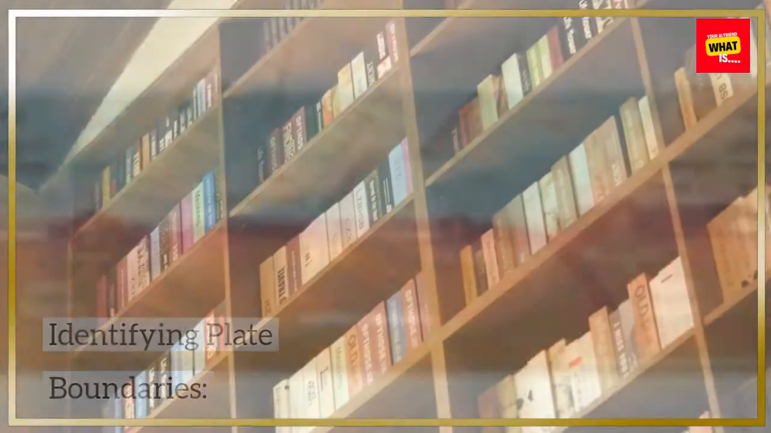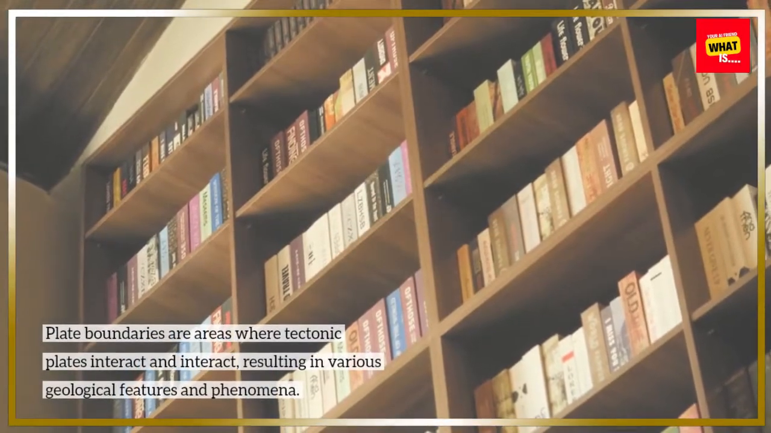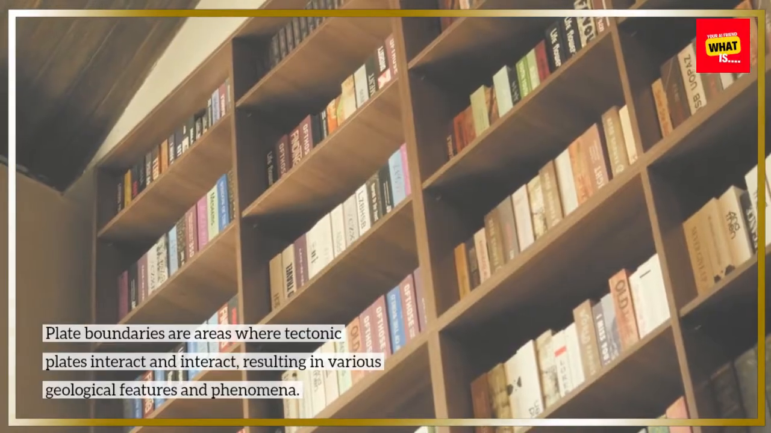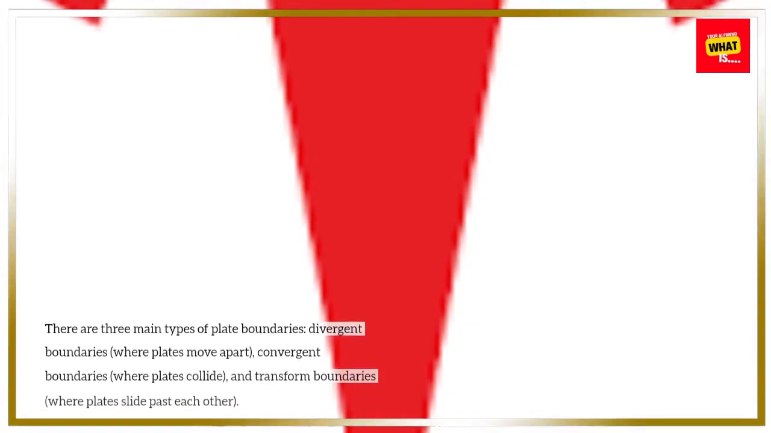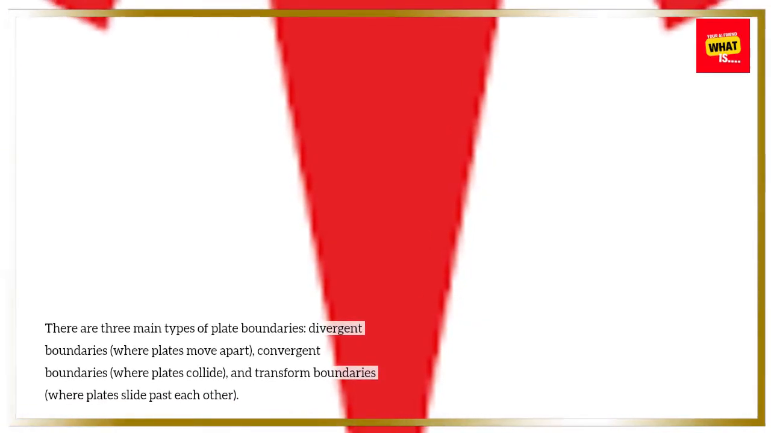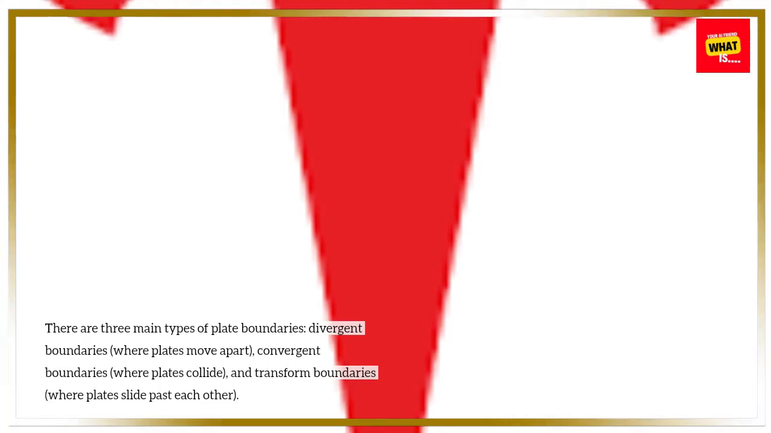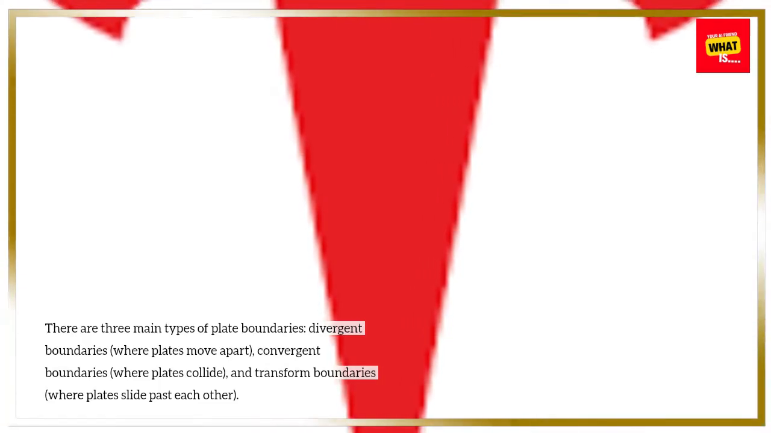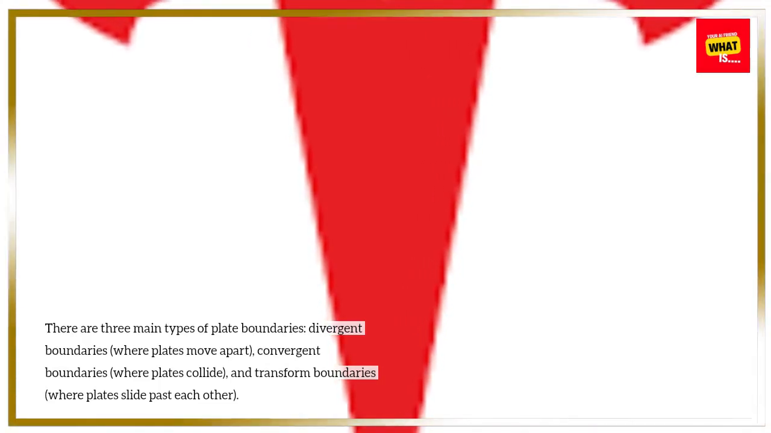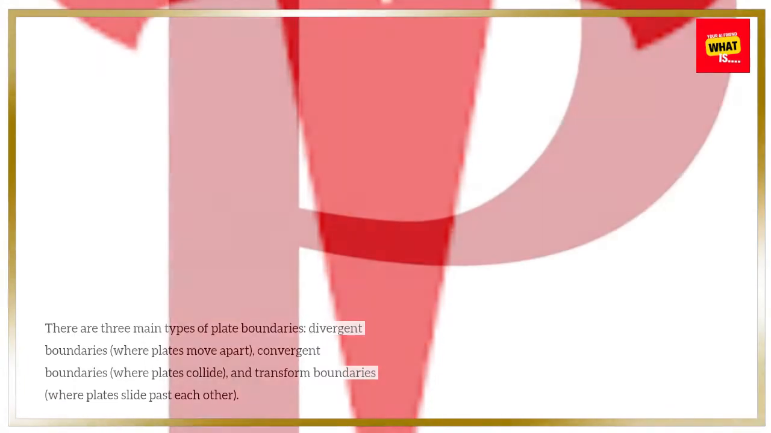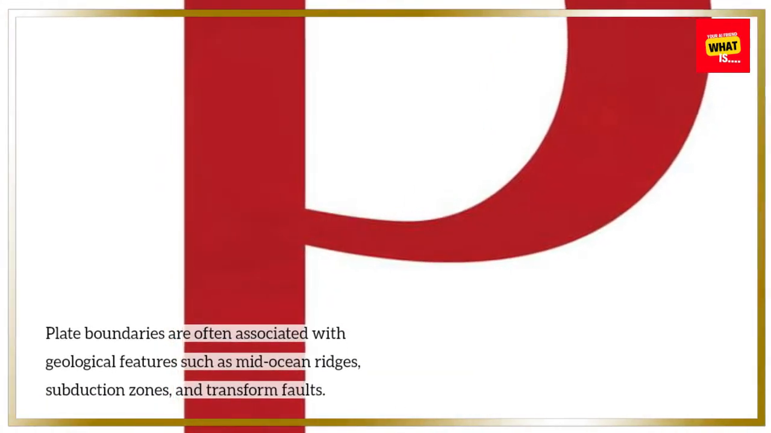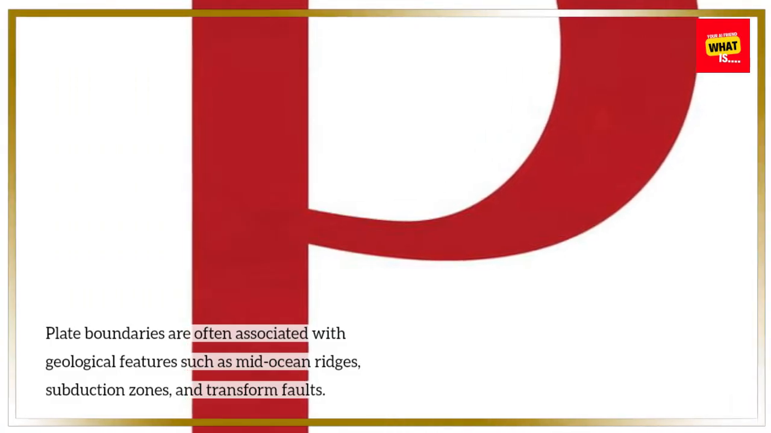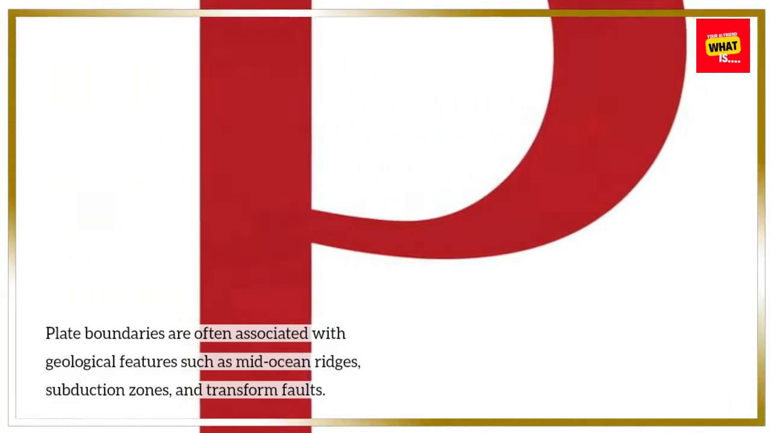Identifying plate boundaries. Plate boundaries are areas where tectonic plates interact, resulting in various geological features and phenomena. There are three main types of plate boundaries: divergent boundaries, where plates move apart; convergent boundaries, where plates collide; and transform boundaries, where plates slide past each other. Plate boundaries are often associated with geological features such as mid-ocean ridges, subduction zones, and transform faults.